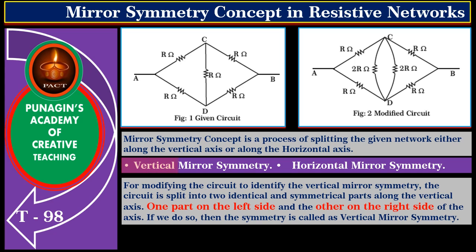Now, what is vertical mirror symmetry? We shall discuss. For modifying the circuit to identify the vertical mirror symmetry, the circuit is split into two identical and symmetrical parts along the vertical axis. One part on the left side and the other part on the right side of the axis. If we do so, then the symmetry is called as vertical mirror symmetry.